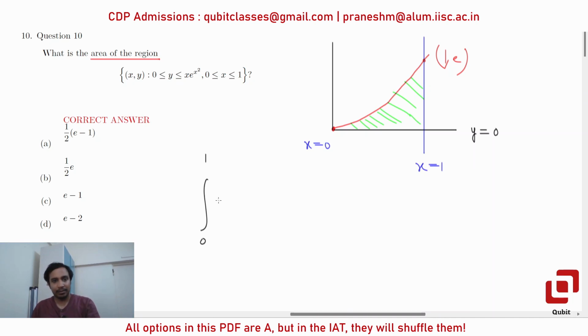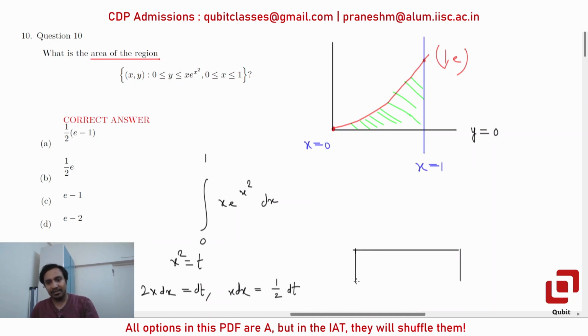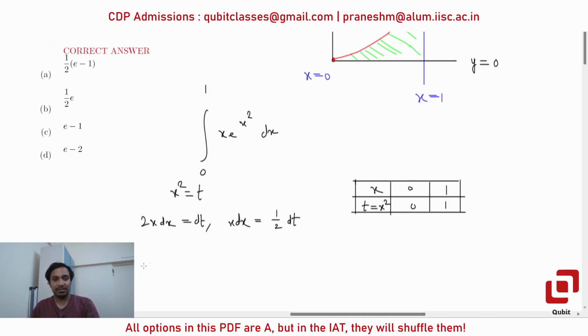Integral 0 to 1, x e raised to x squared dx. Substitute x squared as t, 2x dx would be dt, so x dx would be dt by 2. Will there be any change in the limits? Let's see. We have x as 0, 1, t is x squared, 0 squared is 0, 1 squared is 1, so no change in the limits.